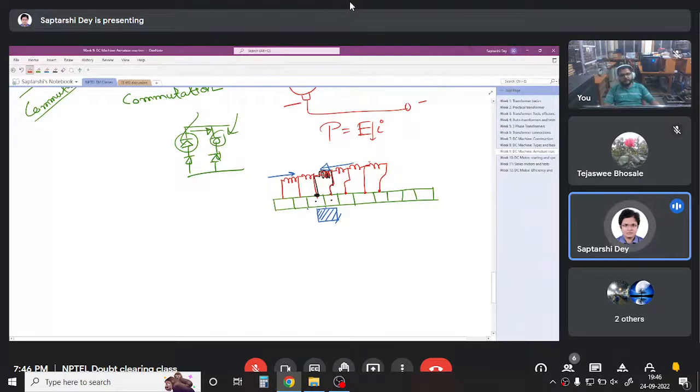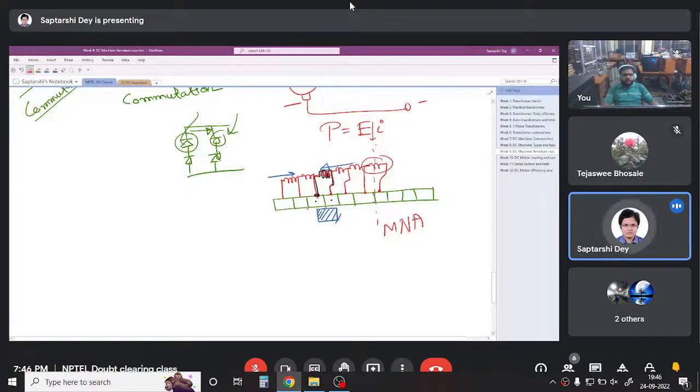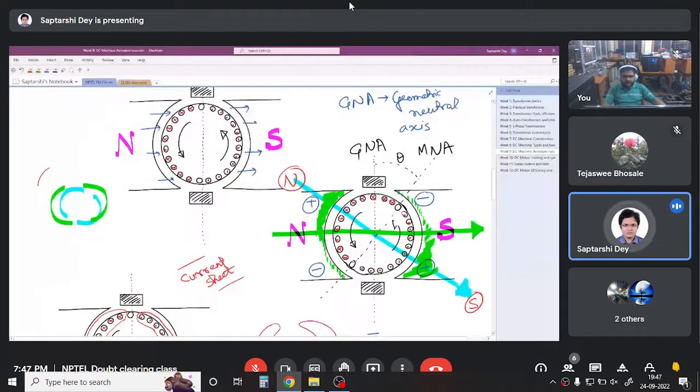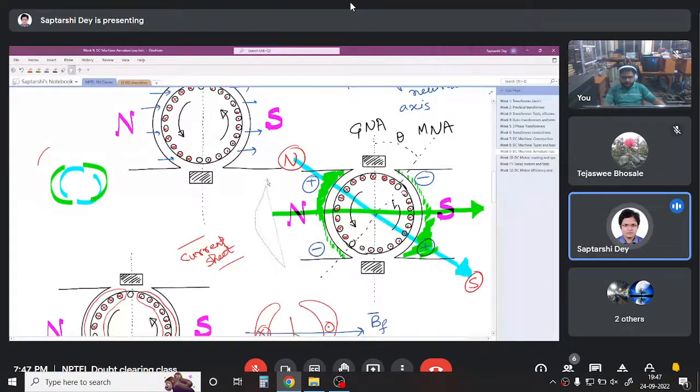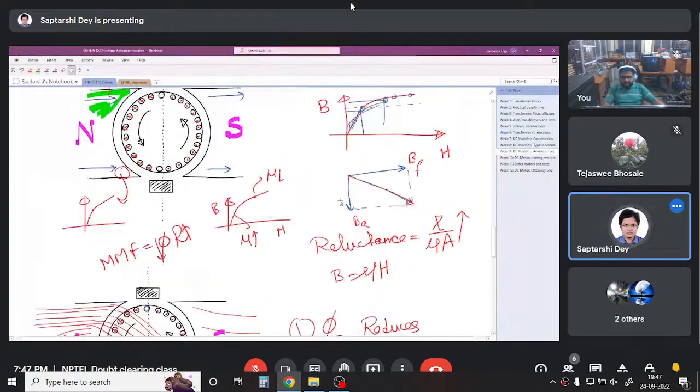Some other conductor here, which is along the magnetic neutral axis, can now be short circuited, right? That is not having any induced voltage in it. Or in other words, I have to shift my brush from here to here. So if I draw it, let me copy this figure anyway, looks good. I hope everything gets copied.